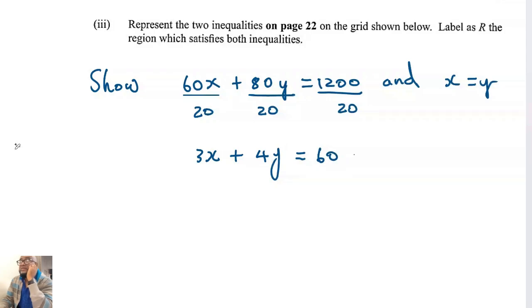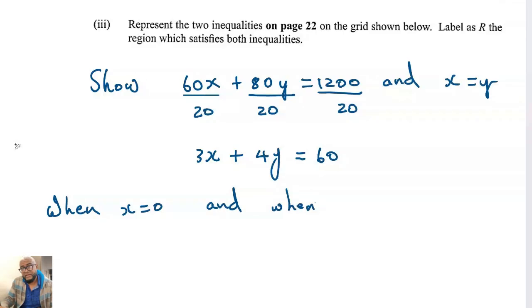So this is how you draw a graph given an equation. You simply need to find the x-intercept and the y-intercept, right? So you're looking at two situations: when x is equal to 0 and when y is equal to 0.